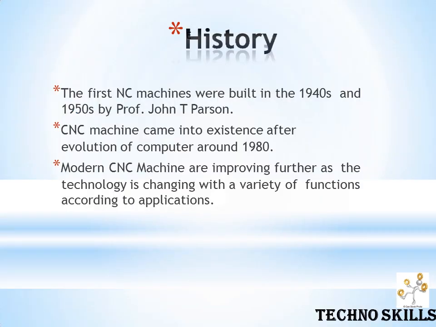History: the first numerical control machines were built in 1940 and 1950 by Professor John T. Parsons. So the numerical control machine evolved before the evolution of the computer. Once the computer evolution came around 1980, the computerized numerical control machine came into existence. So nowadays we have different modern CNC machines based on various functions as well as according to our requirement and application. Okay, so latest CNC machines and special purpose machines are coming around.